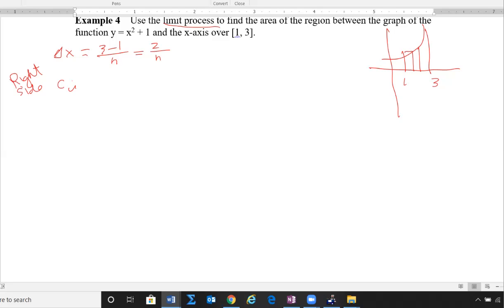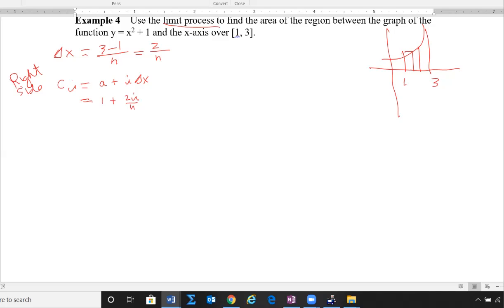So c sub i, we'll start off, we want it to be a plus i times delta x. In this case, that is going to be 1 plus 2i over n. Okay. So that would be the right side now.